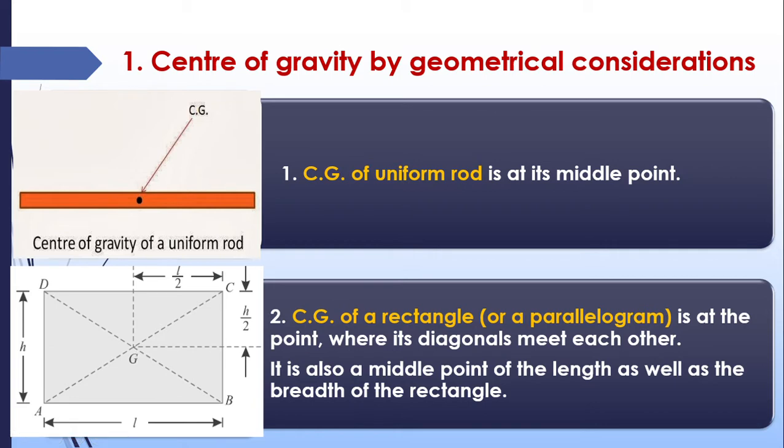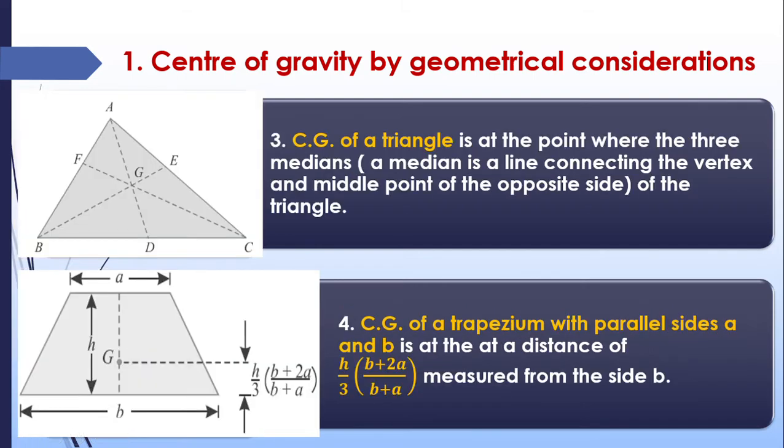Okay, in the case of a rectangle, these points will lie at half the distance of length and half the distance of breadth. Its breadth is h, and h by 2 is half the distance of breadth; length is L, and half the distance of length is L by 2. So the center of gravity will be lying at the exact midpoint.